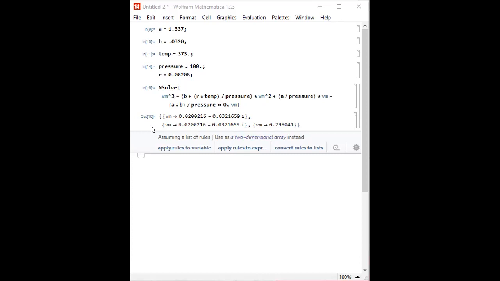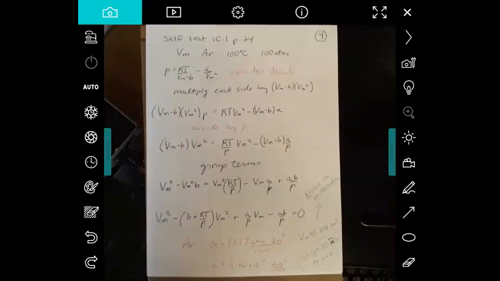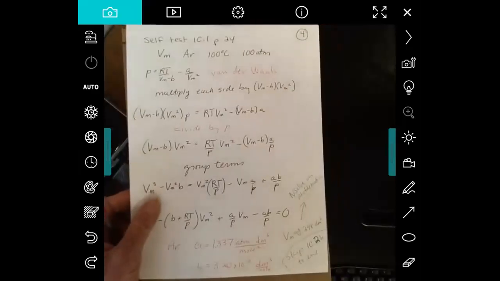You get 3 answers. 2 of them are imaginary, and so we know that the answer has to be the 0.298. And because we're working in liter atmospheres, we know that that molar volume will be in liters, which is equivalent to decimeters cubed. So that's down here at the bottom.